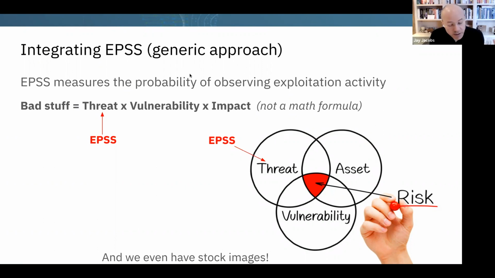So if you want a full prioritization decision, you need to understand that EPSS is a part of that decision, not the whole decision. But as this formula is often used to discuss, if any of these are 0 or near 0, your overall bad stuff is going to be low, right? So if no one is ever going to exploit it, you can have your front door wide open and not have a worry, if no one is ever going to walk in. And that's what we're trying to understand: what is the probability that someone is going to try and exploit these things.